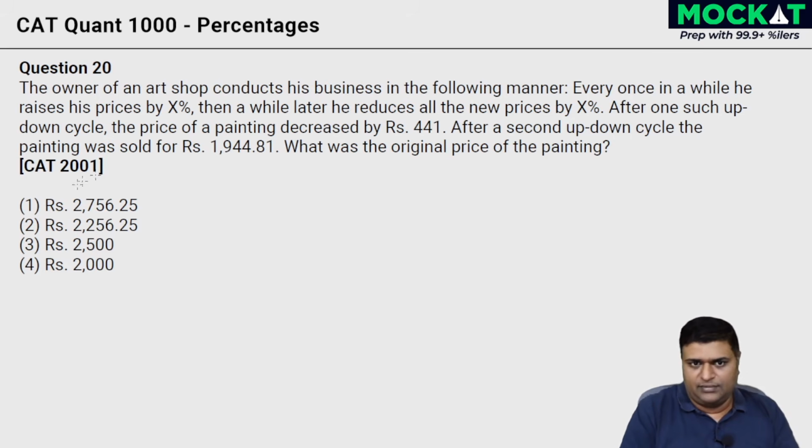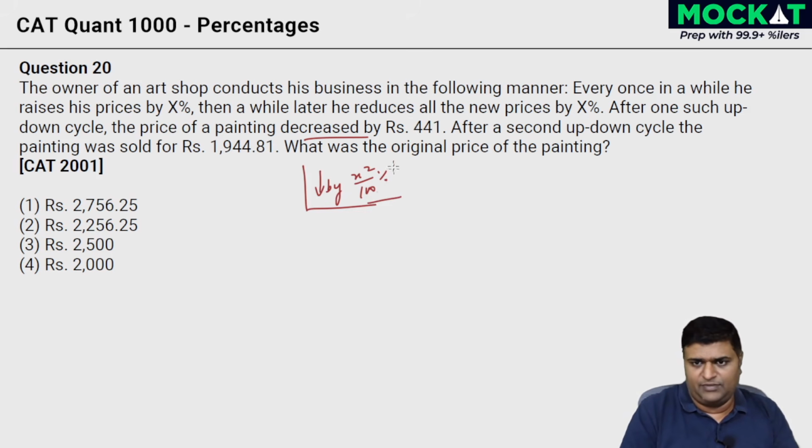On to question 20. One of those earlier years, the owner of an art shop conducts his business in the following manner. Every once in a while he raises his price by X%. Then a while later he reduces all the new prices by X%. If I'm increasing and decreasing by X%, we've seen this, especially in the profit and loss lesson, it's a net decrease by X square by 100%. That means the price is definitely dropping. After one such up-down cycle, the price of the painting decreased by 441 rupees. After a second up-down cycle, the painting was sold for 1944.81. What was the original price?